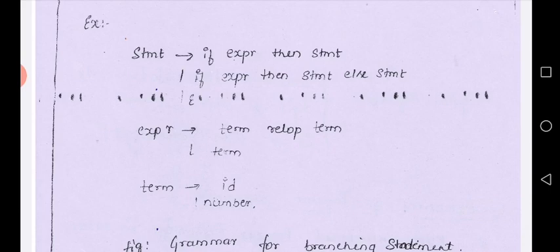So if is one lexeme, for which one particular token will be generated. For expression, another will be generated. Then this is also a keyword, so we generate a token called keyword itself.